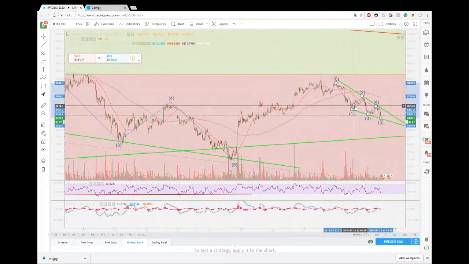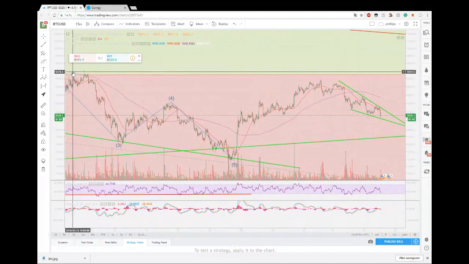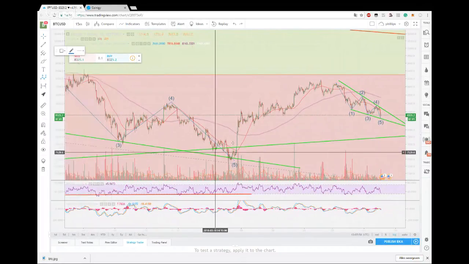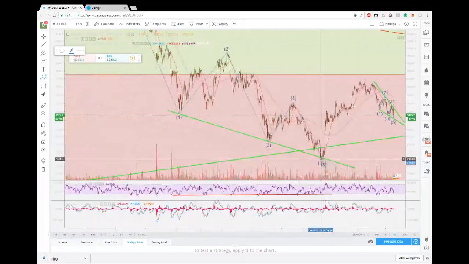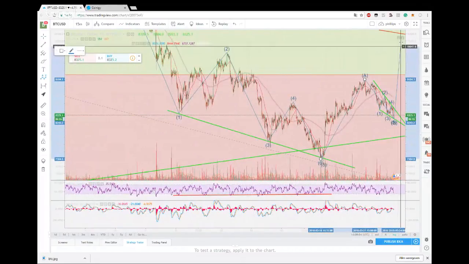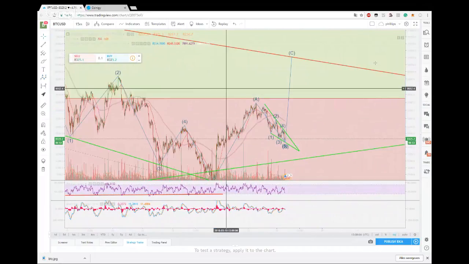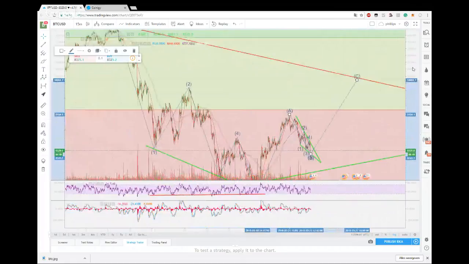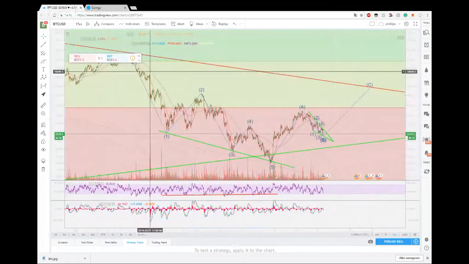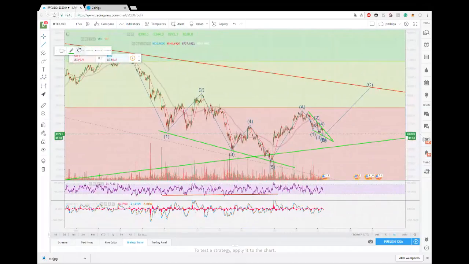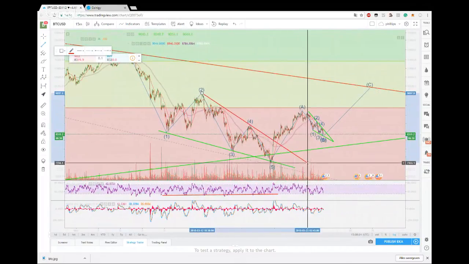And the reason is, let me just remove this. Actually, no, I'm not going to remove this. I'm going to take my ABC correctional wave tool. This is 1A, B. See, I have to adjust this a little bit. There we go, ABC. So 1, 2, 3, 4, 5 correctional wave, descending wedge. Let me just draw this descending wedge out. There you go. This was the descending wedge.